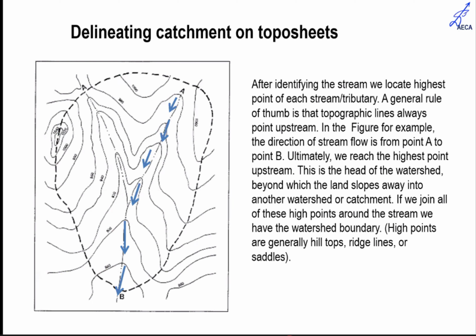Now, how do we delineate a catchment on a topo sheet? This is very important. When we are identifying a stream, we try to locate the highest point of each stream or tributary. The general rule is that the topography line will always point upstream. So in this example, the flow is from A to B, and if we go on connecting, we reach the highest point. Now, if we demarcate all these highest points, we can mark the catchment on the topo sheet.